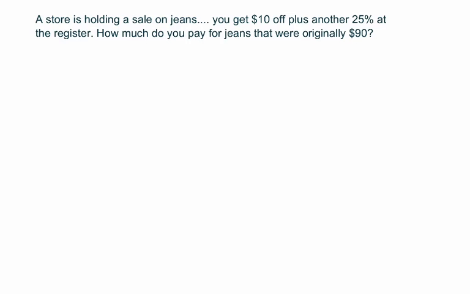A store is holding a sale on jeans. You get $10 off, so whatever price is on the sticker, you can automatically subtract $10 from it, and then another 25% off at the register. So when you get to the register, they'll take the $10 and then they'll take 25% of whatever's left. How much do you pay for jeans that were originally $90?